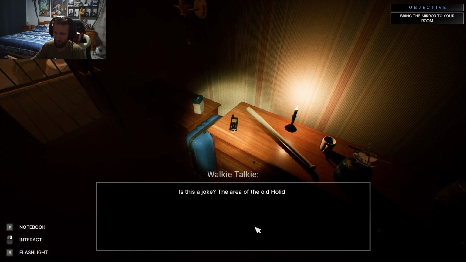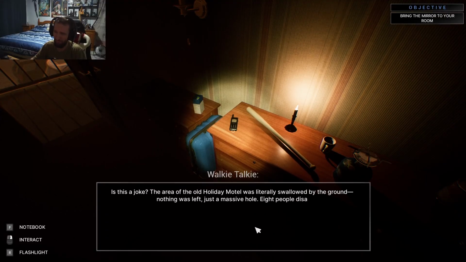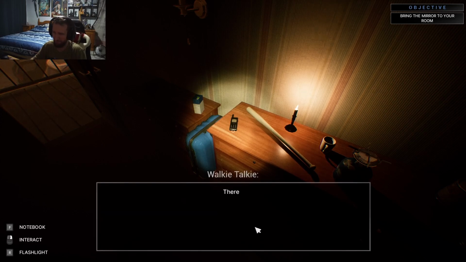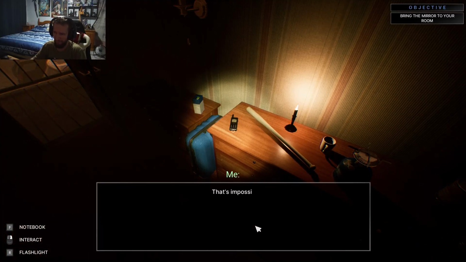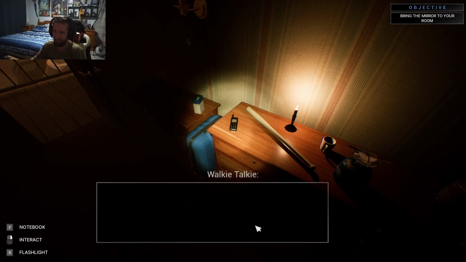Is this a joke? The area of the Holiday Motel was literally swallowed by the ground. Nothing was left, just a massive hole. 8 people disappeared. There are plenty of warnings to keep people away. Why don't you listen to them? That's impossible. We're here in the hotel and nothing has collapsed. Please, we really need help.